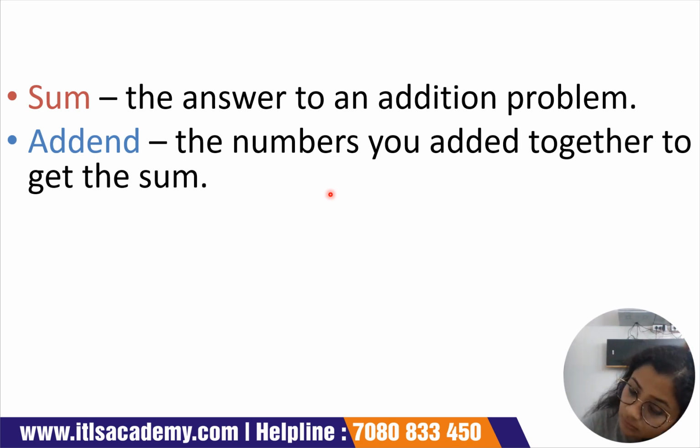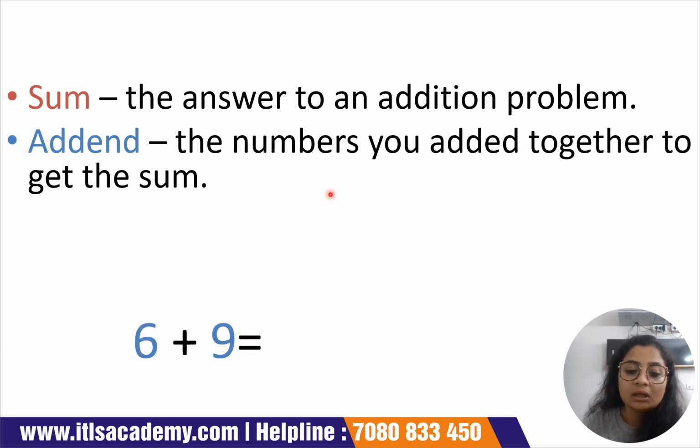Okay. So say three numbers are there, 2 plus 3 plus 4. We are calculating the sum of these three numbers. So each of these numbers, each of these 2, 3 and 4 will be considered as an addend. Okay. So just an example I have given over here. 6 plus 9 is equal to 15. So the sum is 15, which is denoted by red color, as you can see over here. And each of the 6 and 9 are individual addends, which are denoted by blue, as you can see over here.